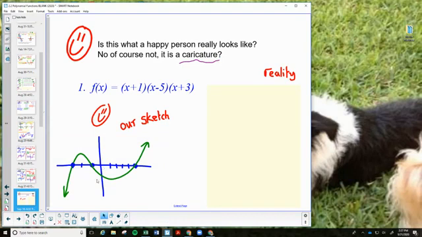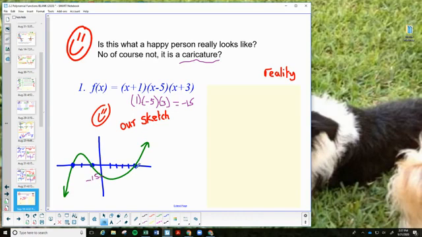By the way, I didn't work out this. Where would my y-intercept be on this one? 0 plus 1 is 1. 0 minus 5 is minus 5. 0 plus 3 is 3. Multiply those all together. That's what you're doing here. And you've got negative 15. Okay. So this y-intercept is negative 15.